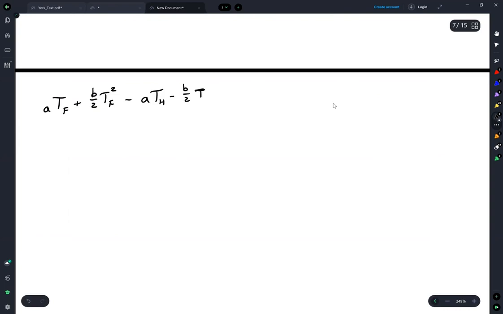T hot squared is equal to negative minus A T F minus, well, sorry, I worked this out again. A T F plus B over 2 T F squared minus A T C minus B over 2 T C squared. And then put that minus sign through.